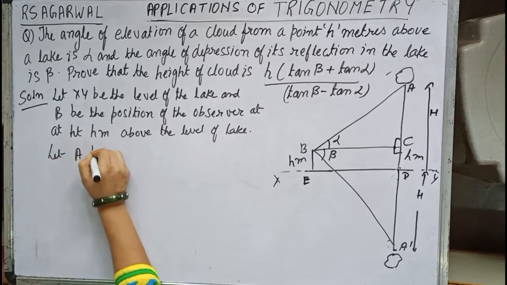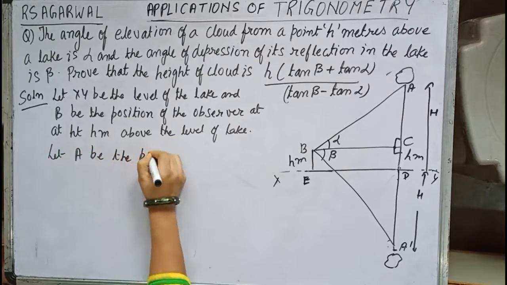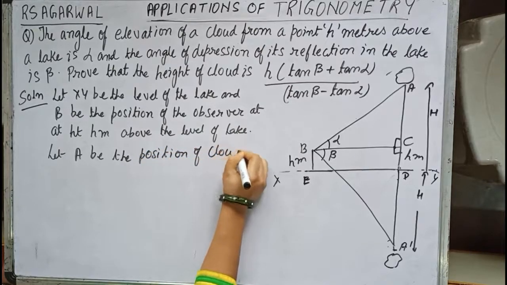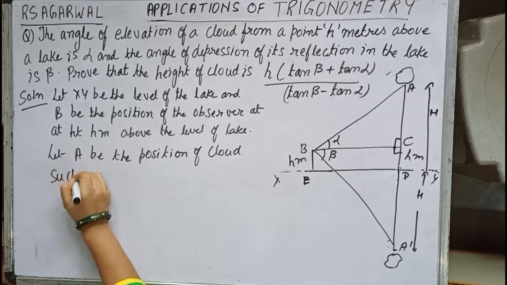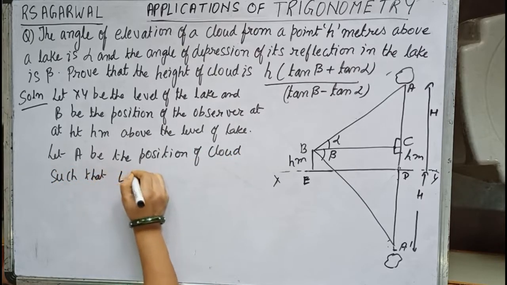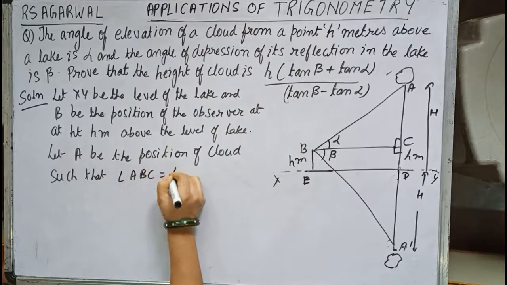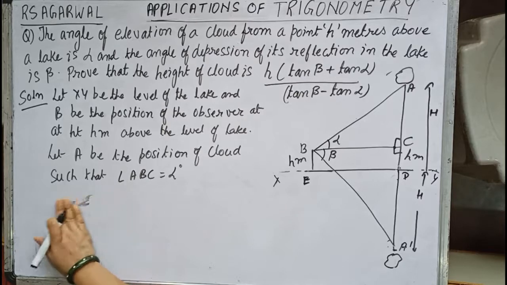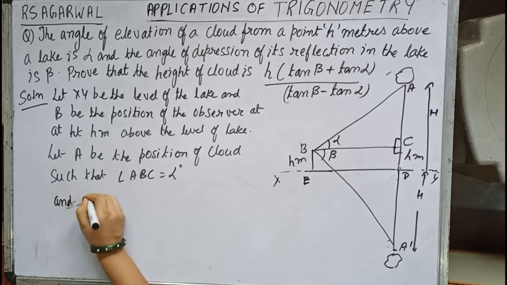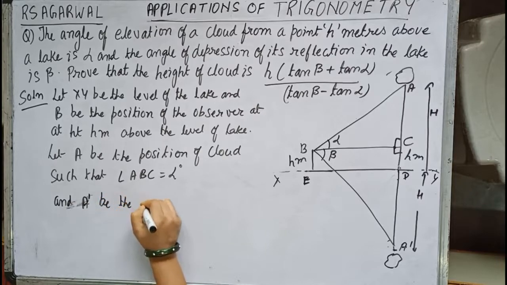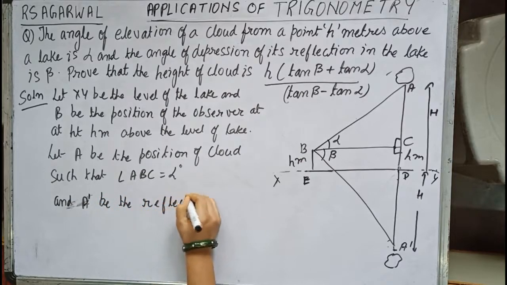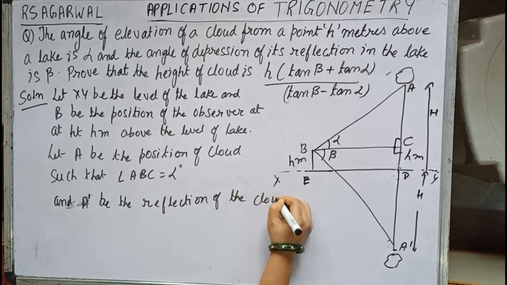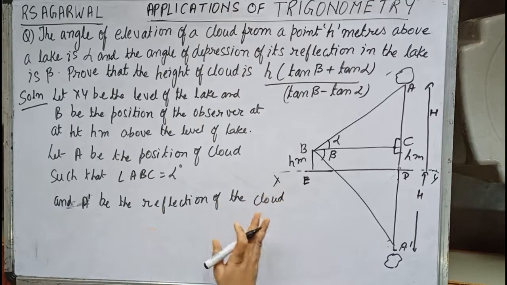Let A be the position of the cloud such that angle ABC equals alpha degree, and A dash be the reflection of the cloud. I repeat, children, language you can write by your own.